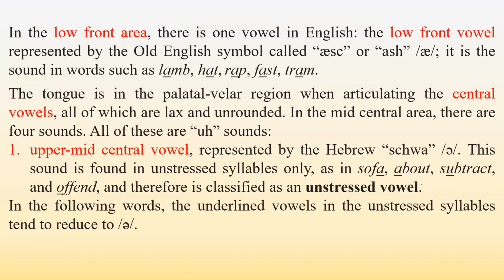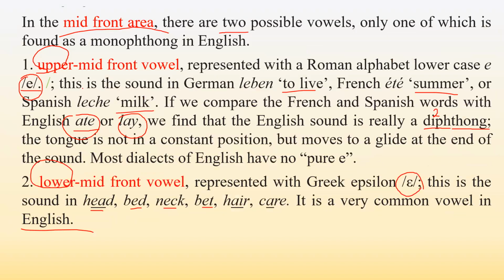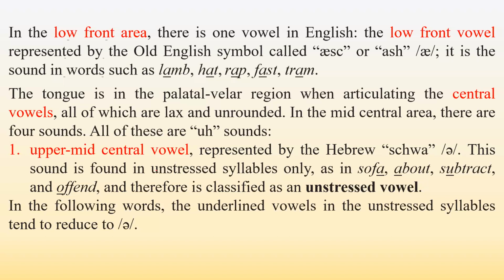And in the low front area, there is one vowel in English. So we have been talking about mid areas: the upper mid front vowel and the lower mid front vowel. Of course, you all have to have a very clear idea regarding what you mean by low and front and back and all these words. All these things are related to our previous discussion in relation to the cardinal vowel diagram. If you still don't have an idea about these words, you need to refer to the cardinal vowel diagram and understand what kind of low vowels and mid vowels there are.